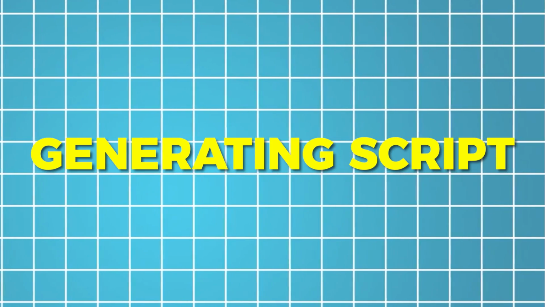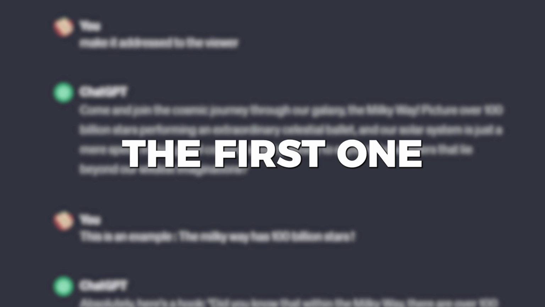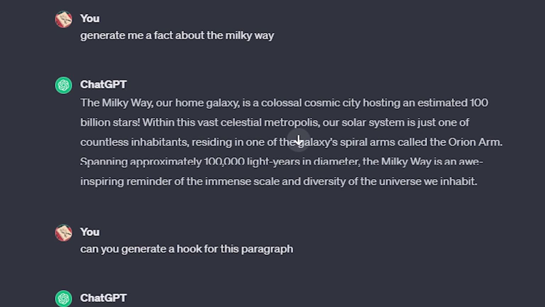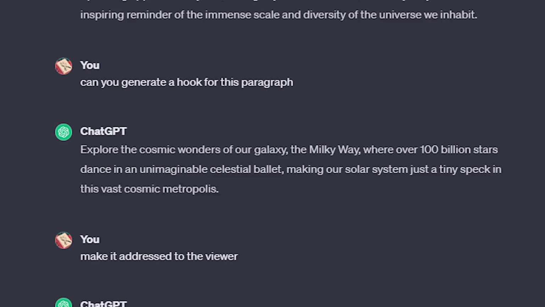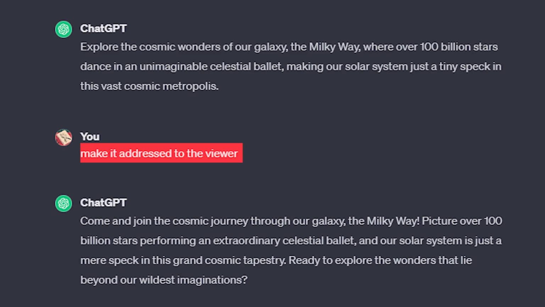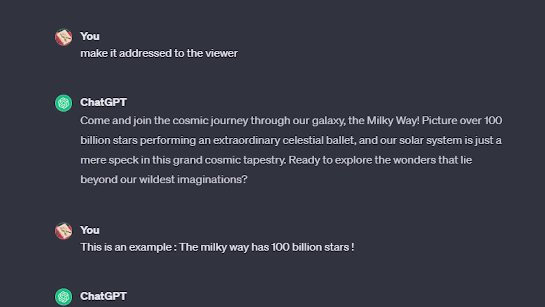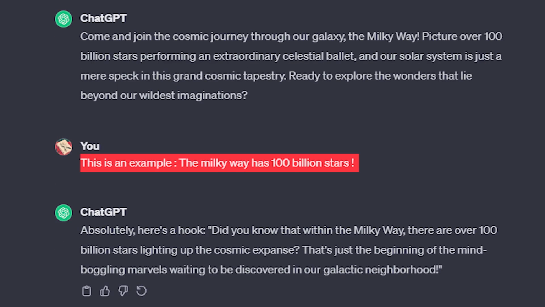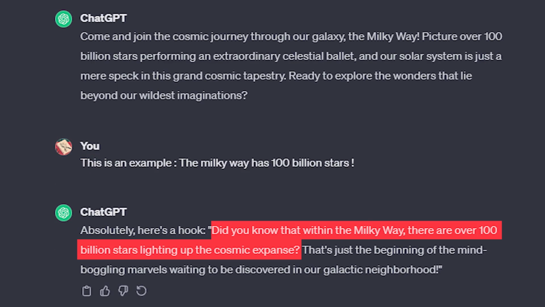The first step is generating the script. There are two ways to do that. The first one is by using ChatGPT. I first asked it to generate me a fact about the Milky Way. Then, after I got the fact I'm going to use, I asked it to generate me a hook for this paragraph. Then, I tried to make it address the viewer, but it wasn't as I wanted. So, I gave it an example, and I got the hook I wanted. I'm only going to use the first part of it.